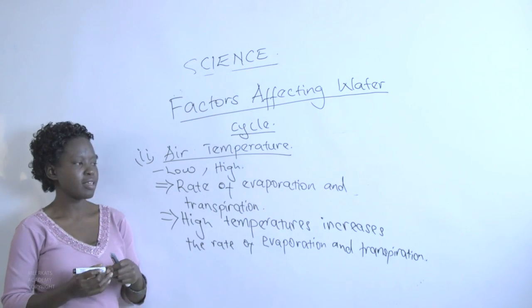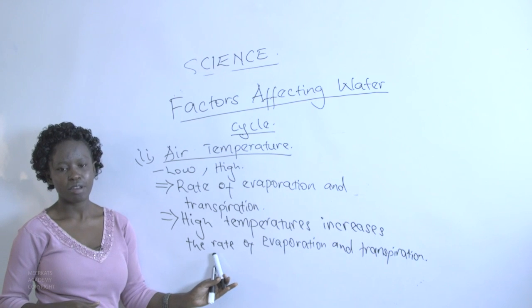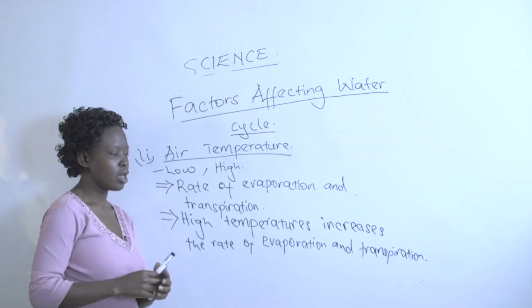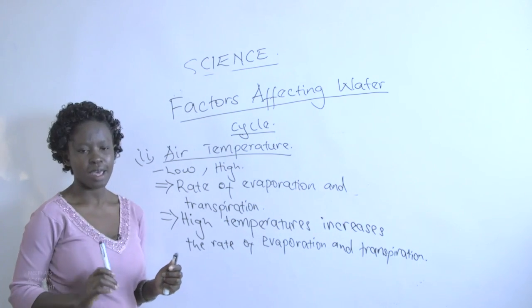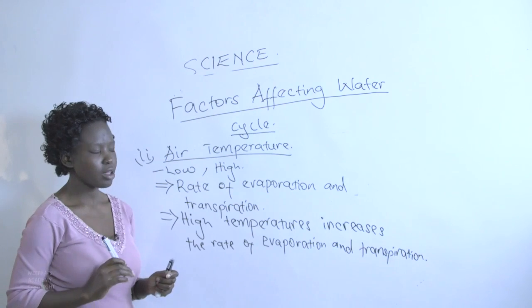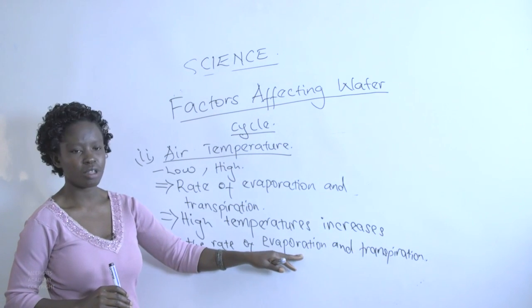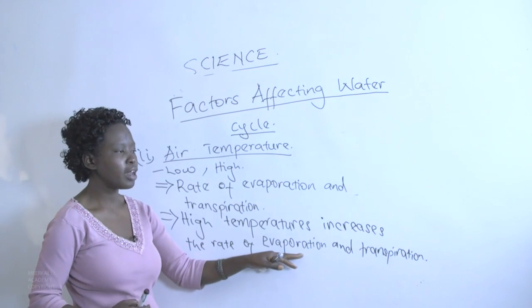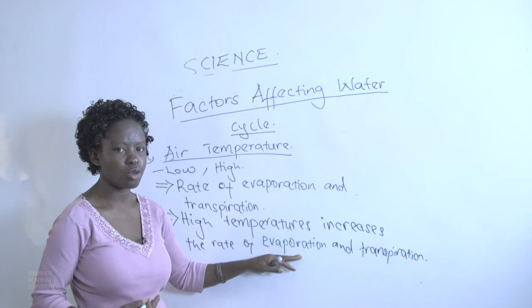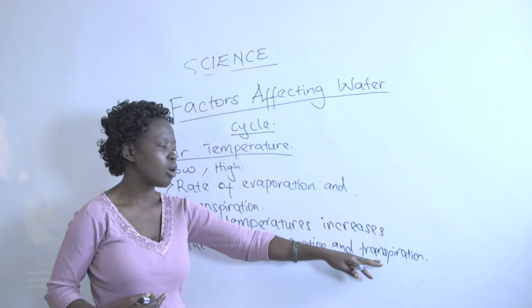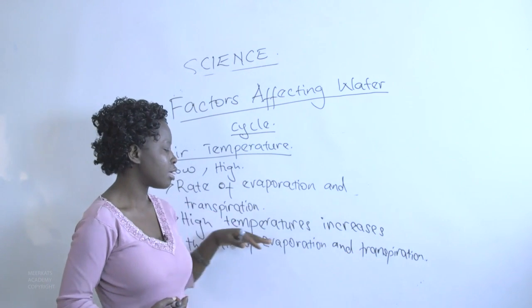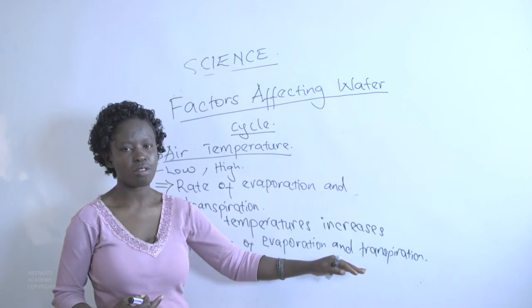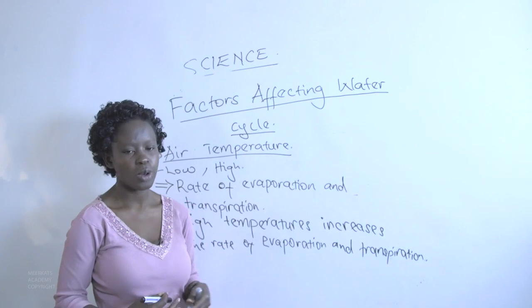High temperatures increase the rate of evaporation and transpiration. So when temperatures are high, the rate at which water will evaporate into the atmosphere from the water bodies will also increase, and the rate at which plants lose water will also increase. So if temperatures are high, then the evaporation rate and transpiration rate will also increase.